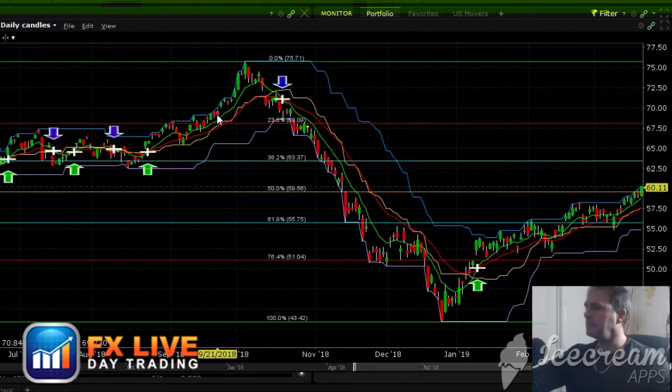So let's talk about these key levels. The 60 level that we are at right now, we broke the 60 today.